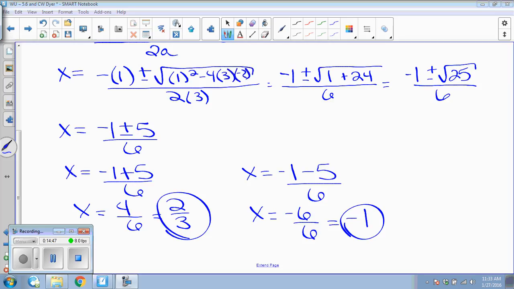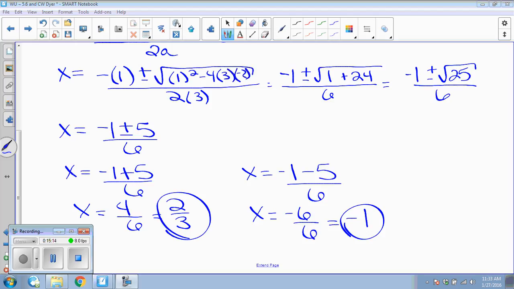Now, we want to think through some things, okay? Since I ended up with a positive number underneath this square root, that gave me how many solutions? 2. Are they real or imaginary? They're real.